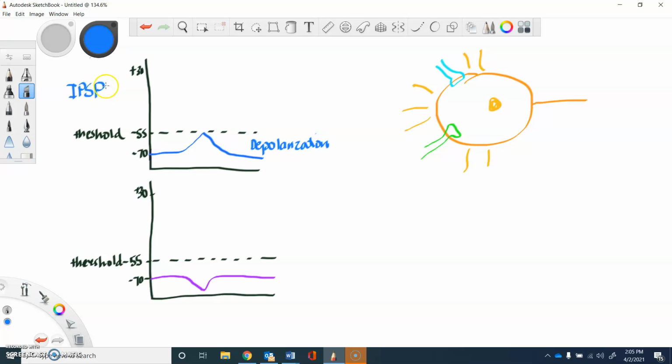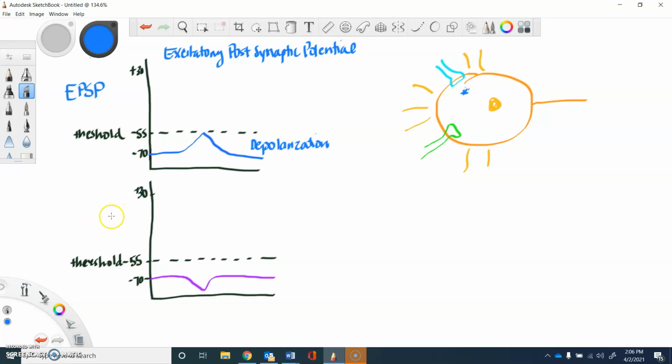So we call that an EPSP. Sorry, I'm getting ahead of myself at the moment. So this is an EPSP, an excitatory postsynaptic potential. Meaning we've gotten a depolarization or an excitatory potential on the postsynaptic membrane. So over here.